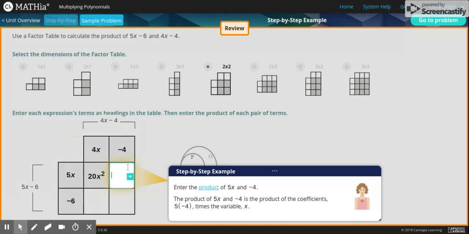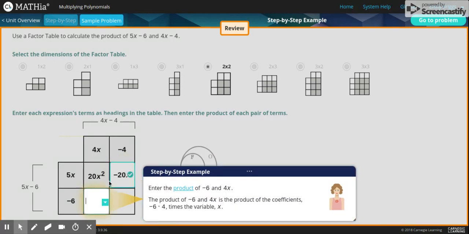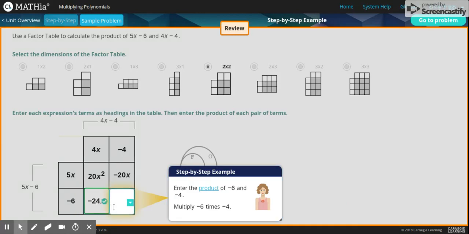So I'll give you guys a second to do that. If you want to pause this, you're more than welcome to. And then the answer would be negative 20x, because negative 4 times 5 is negative 20, and then you just have the x variable. Then negative 6 times 4 is negative 24, and then you just have the x variable. And then the last one you do is negative 6 times negative 4, which is 24.